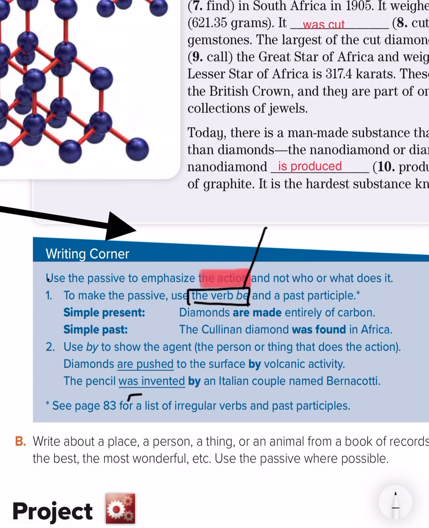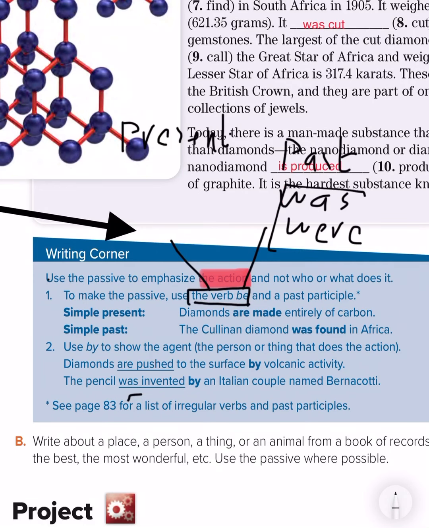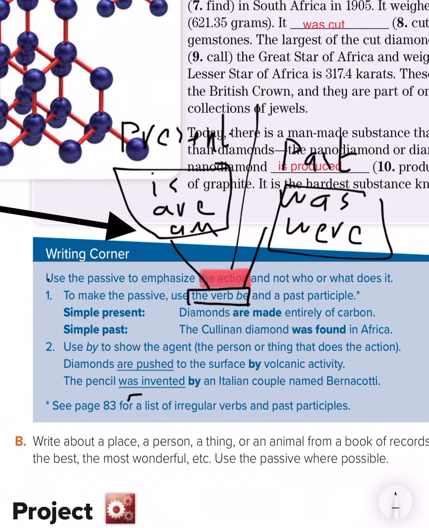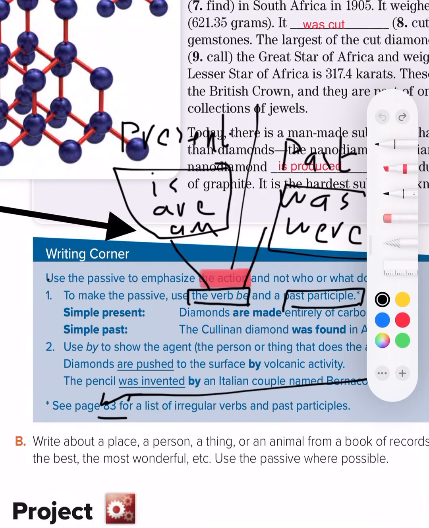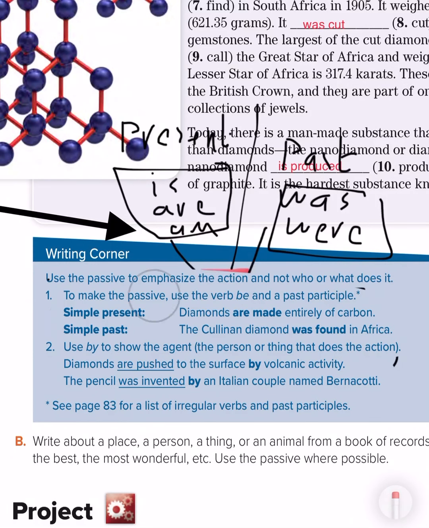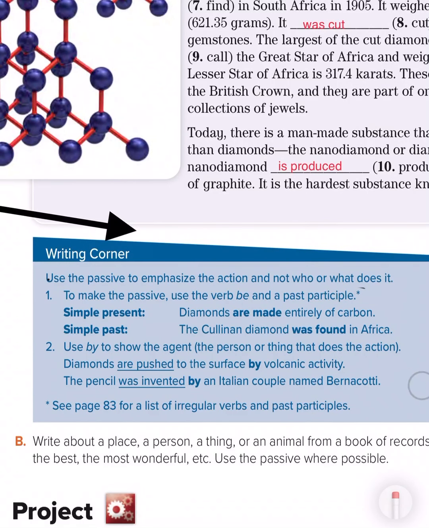So we have a past, or let's say present, and we have a past. So in the past we have was and were. In the present we have is, are, and am. Okay, then plus the past participle, as you can see here on page 83. Okay, on page 83. Very good.